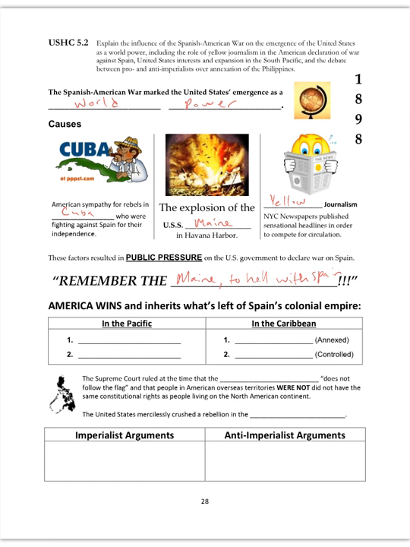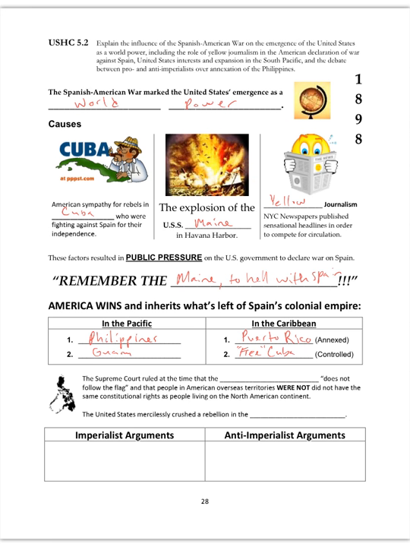So the war happens. America wins and inherits what's left of Spain's colonial empire. So Spain is forced to give the United States the Philippines, or at least to sell them to us, as well as Guam. Both of these are in the Pacific. And then in the Caribbean, we get Puerto Rico, which is still a U.S. territory today. And then Cuba will get its freedom, will get its independence. So we got a free Cuba, and I put that in quotations because it's going to be a protectorate of the United States. So even though it's independent, the United States is going to have a lot of influence over it. Okay?